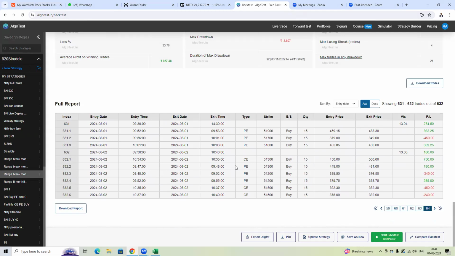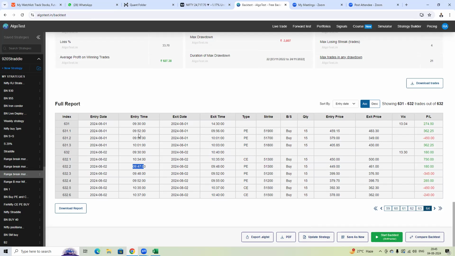Whenever there is a breakout, 9:30 is the entry time, but it takes a trade only after 9:45. If you see any of the trades, it will take trade only after 9:45. It will observe the price movement of that option from 9:30 to 9:45, and whenever there is a breakout of the high of that particular option, it will buy it, keep a stop loss of 35 rupees, trail the stop loss, and exit at the trailing stop loss.